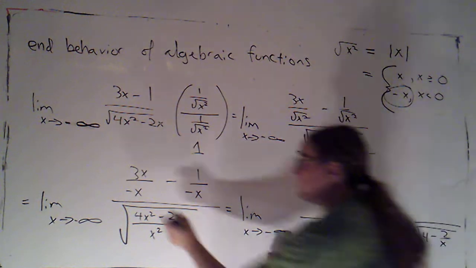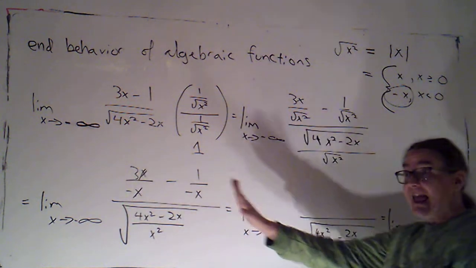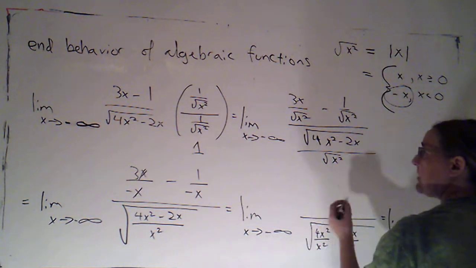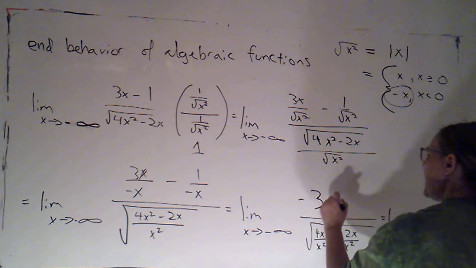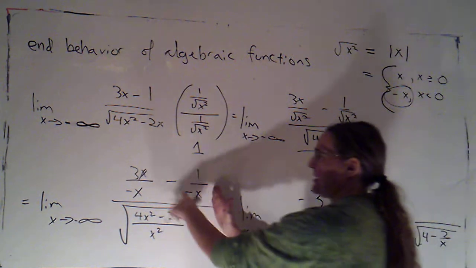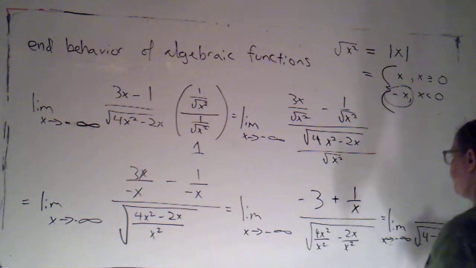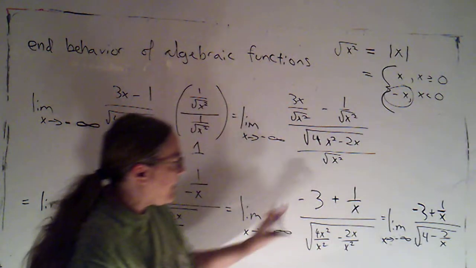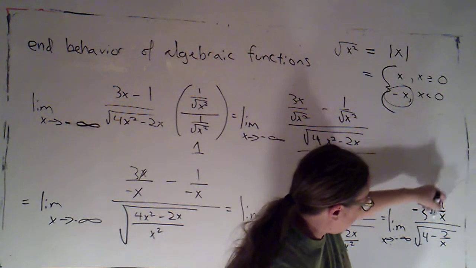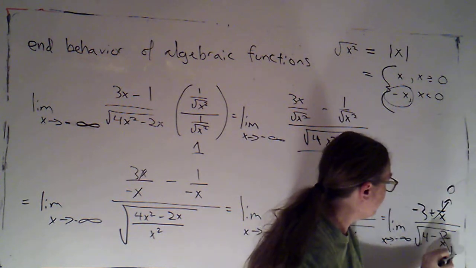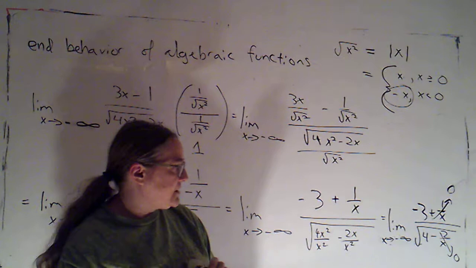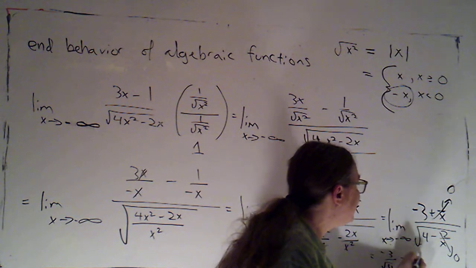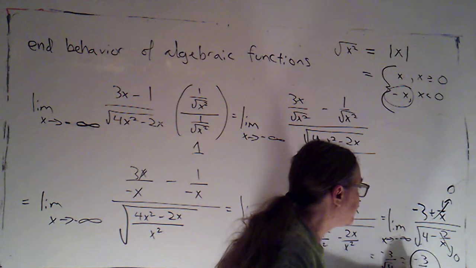Now, I can cancel, but what I'm canceling is just the x's. That negative sign doesn't cancel. So nothing cancels over here, so I'm going to have negative 3, and I'm just going to write that as plus 1 over x. I can combine the two negative signs to get a plus. So the top simplifies to negative 3 plus 1 over x. And now the pieces that have an x in the denominator are going to go to 0. What that's going to give us is negative 3 over root 4, or negative 3 over 2.